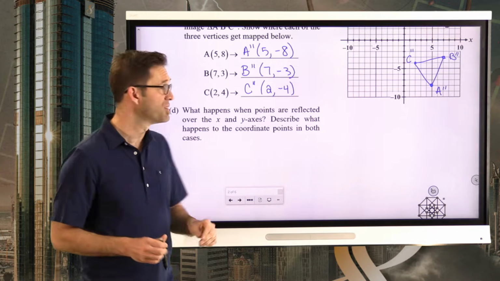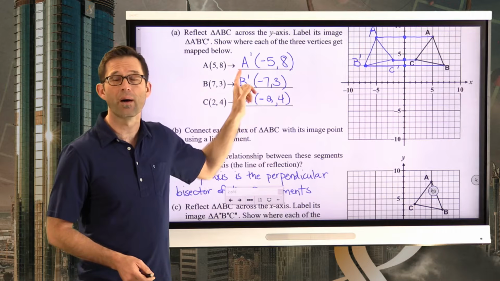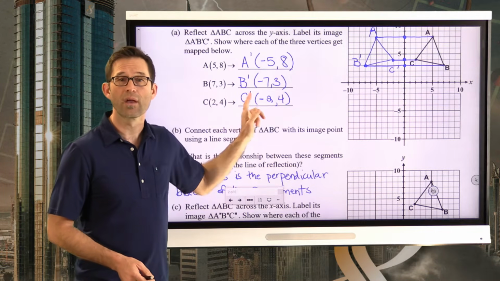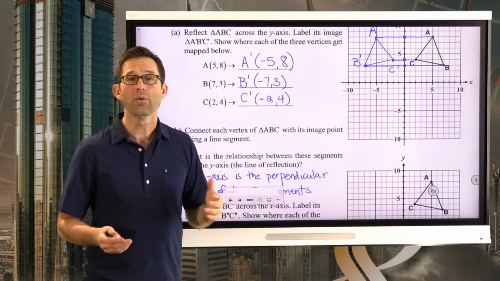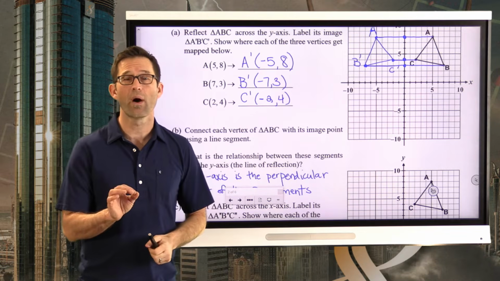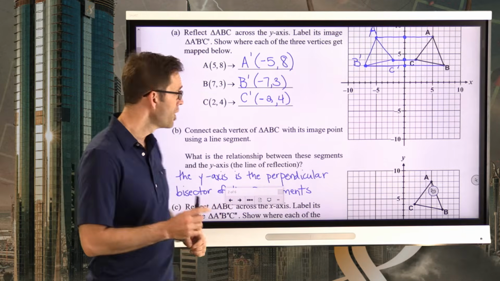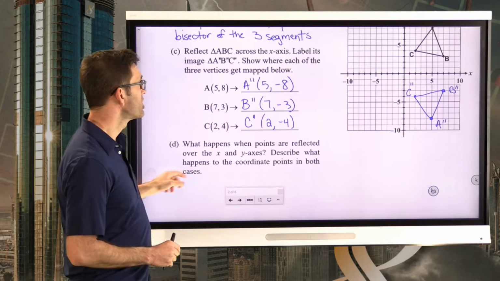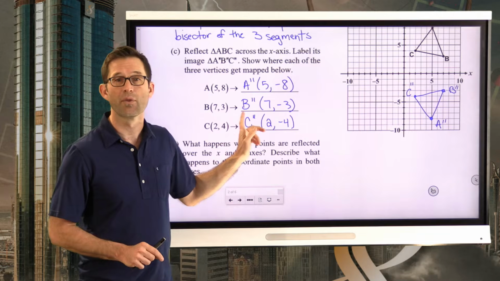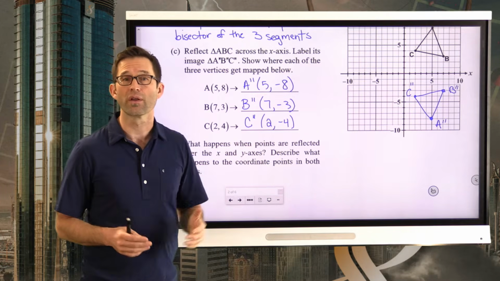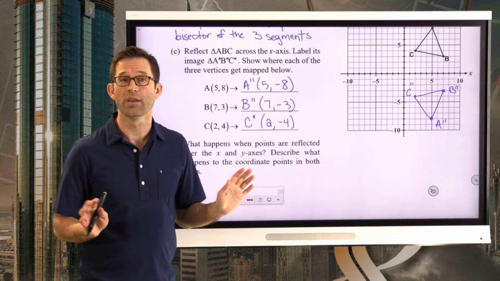All right, it's pretty much this simple. Let's go back up here. When we were reflecting across the y-axis, 5, 8 became negative 5, 8. 7, 3 became negative 7, 3. 2, 4 became negative 2, 4. Notice what happened in each case when we reflected across the y-axis: the x-coordinate changed its sign, but the y-coordinate stayed the same. On the other hand, when we reflected across the x-axis, 5, 8 became 5, negative 8. 7, 3 became 7, negative 3. So when we reflected across the x-axis, the y-coordinate changed its sign, and the x-coordinate didn't change at all.